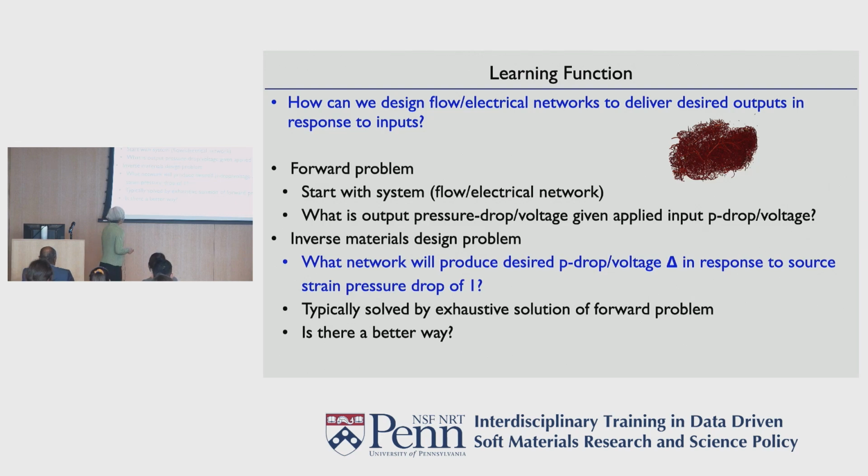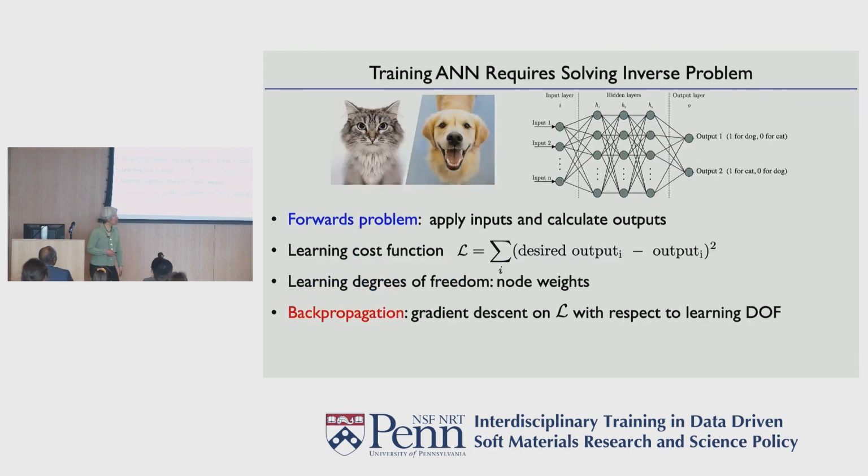So the way people usually solve it is by exhaustive solution of the forward problem and then interpolation. But here we have a network of about 1 million edges. Each of them can have a different conductance. That's a very, very high dimensional space to be working in. And exhaustive solution of the forward problem and interpolation is never going to get you there. All right, so what we ended up doing was what I call machine learning light.